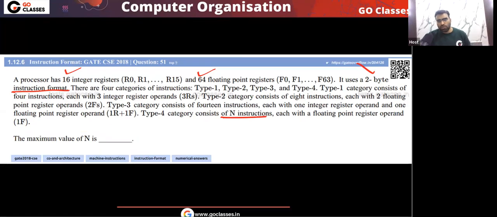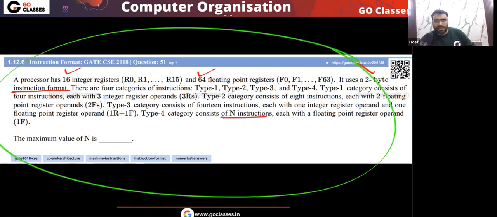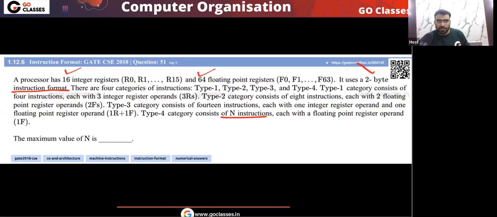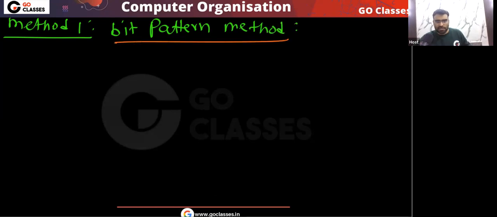Tell me which method you will apply to solve this question. This is an expanding opcode technique based question. Bit pattern method? Okay, just try that. You can solve this question very quickly. Just apply the bit pattern method. So tell me, if you apply the bit pattern method, what will be the answer?